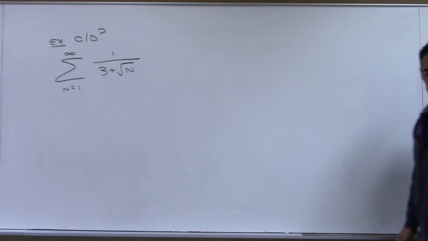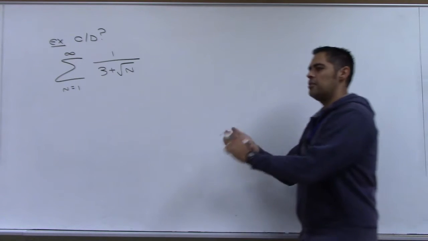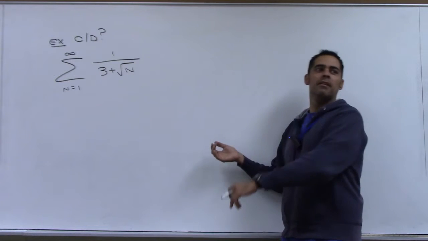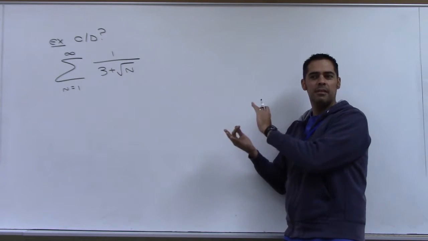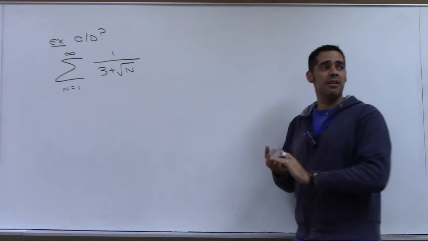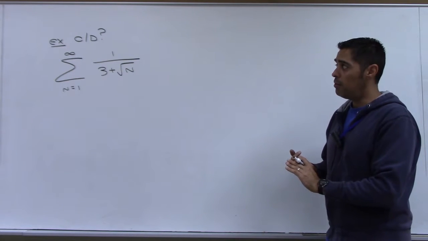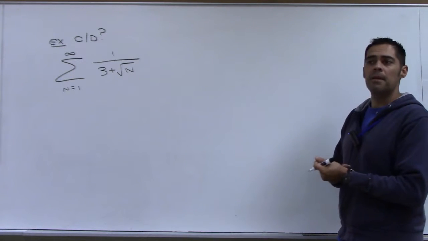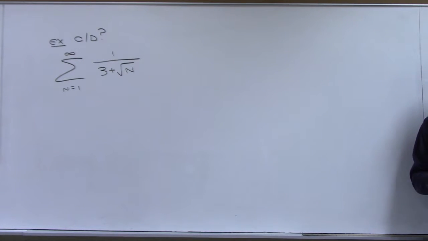All right, well, let's figure out what it is. What would you like me to compare this to? I mean, hold on, I should step back. This isn't geometric, right? It's not telescoping, collapsing, harmonic. It's not harmonic, right? Is it a p-series? Almost, right? If the 3 wasn't there, it'd be a p-series, wouldn't it? So why don't we compare it to a p-series, right?